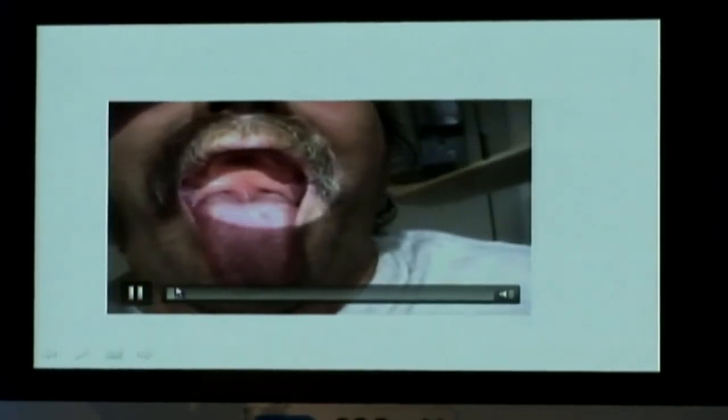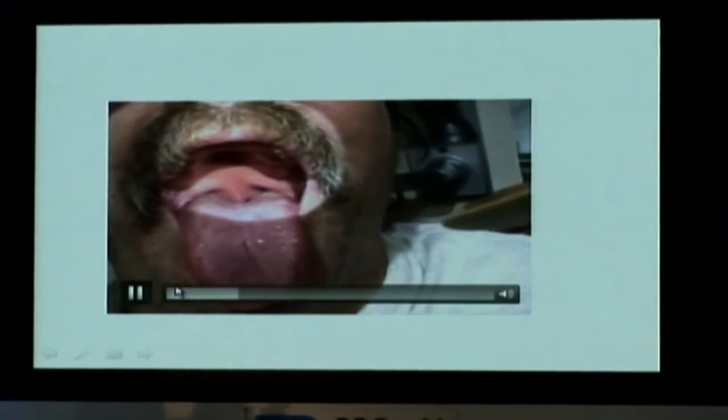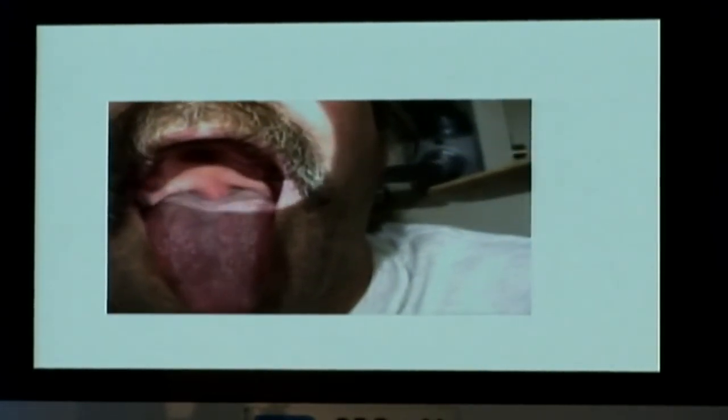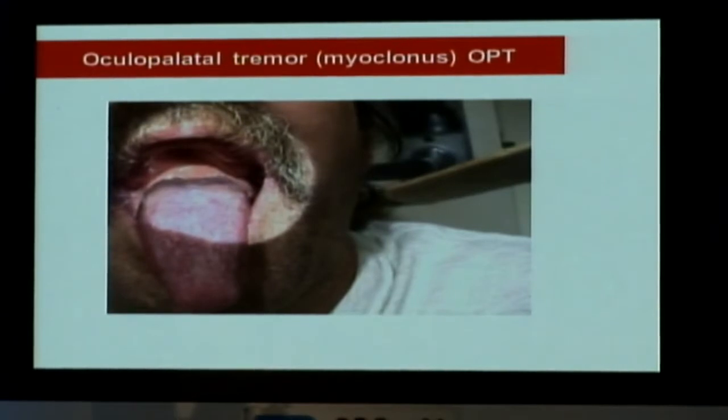Let's take a look at this. Eyes open. Just don't do anything. There, we got it. Oh, yeah. See it going? Beautiful. Could you see the palate moving up and down? So this is a palatal tremor. It used to be called palatal myoclonus. Now it's called a palatal tremor. And it's part of a syndrome with ocular palatal tremor where you see pendular nystagmus. The other thing, of course, that I told you was multiple sclerosis where you see this.